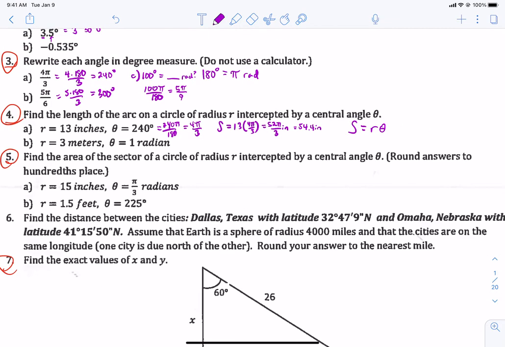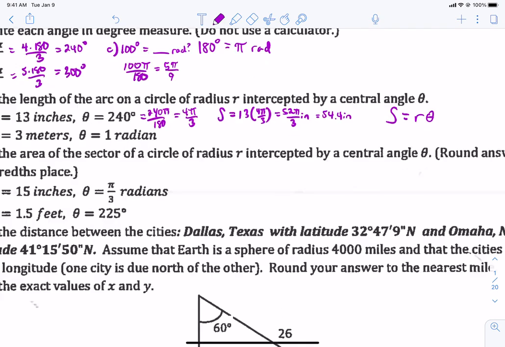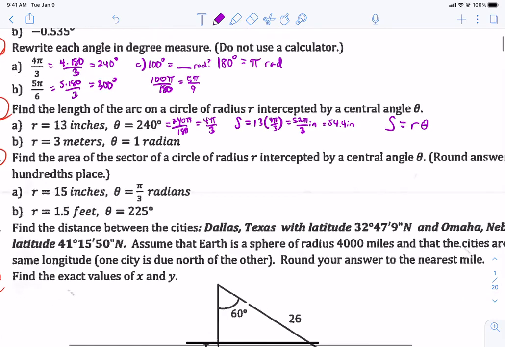Okay. Now what's great about 4b is theta is already in radians, and so the arc length here is just 3 times 1, or 3 meters.